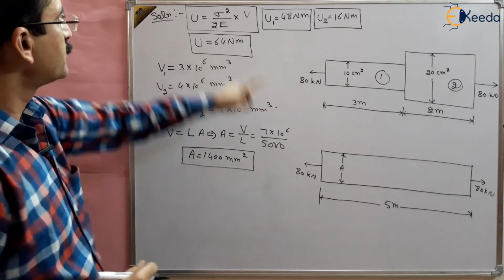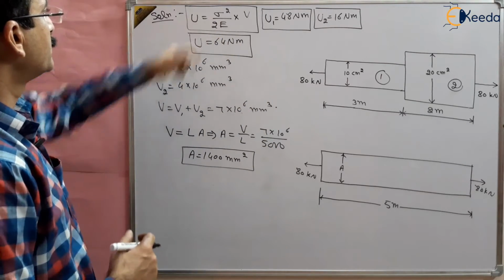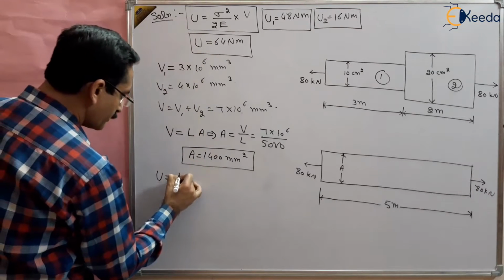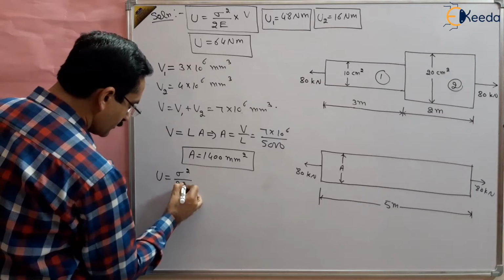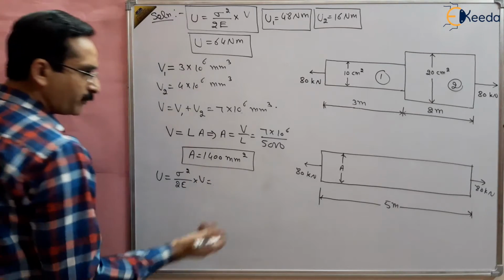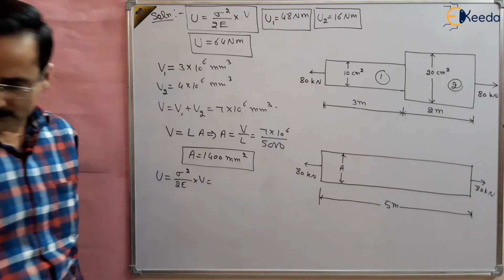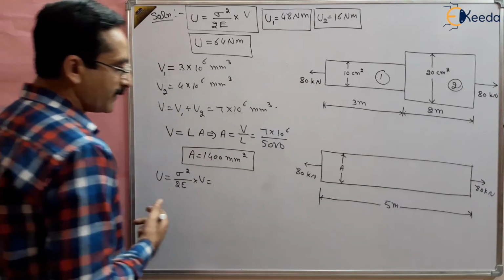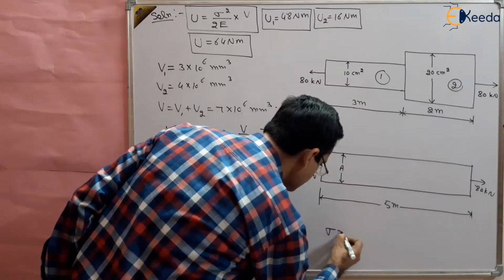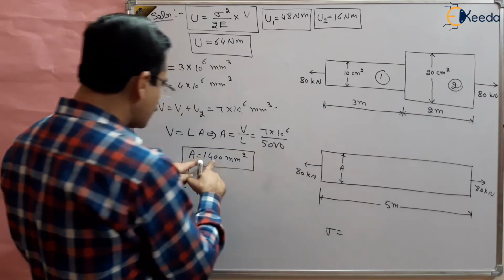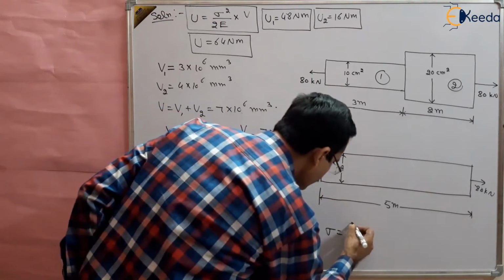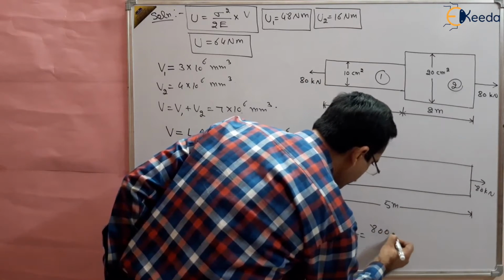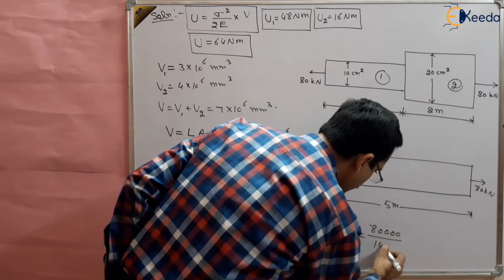Now, what is the strain energy stored in this material? That is U. So U will be equal to sigma square upon 2E multiplied by volume, and the same material is given to us. So what is sigma? What is the stress developed in this? That is load upon area. Area is known to us. So that is load upon area, and load is known to us, 80,000 divided by 1400.